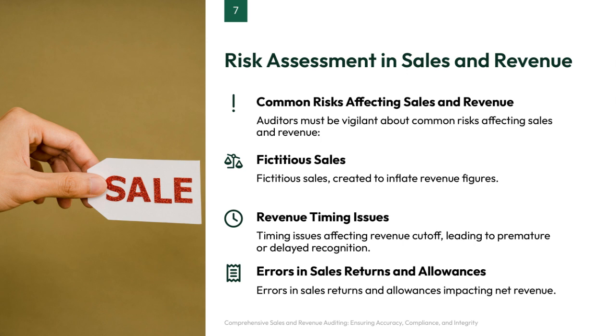Sometimes revenue is recognized too early or too late, which affects the accuracy of financial reporting. Finally, errors in sales returns and allowances can distort the true net revenue, making it either overstated or understated. As auditors, we need to carefully examine these areas to ensure the revenue figures are reliable and accurate.